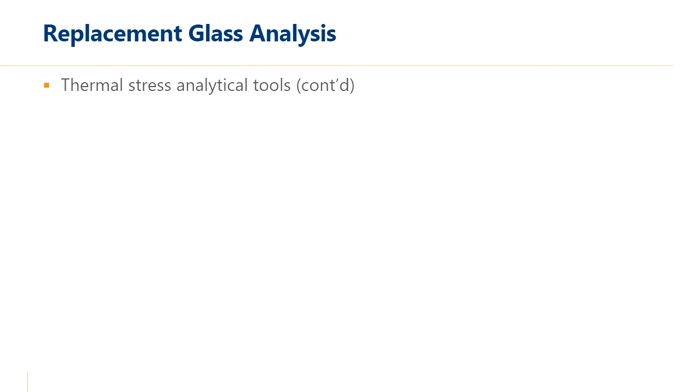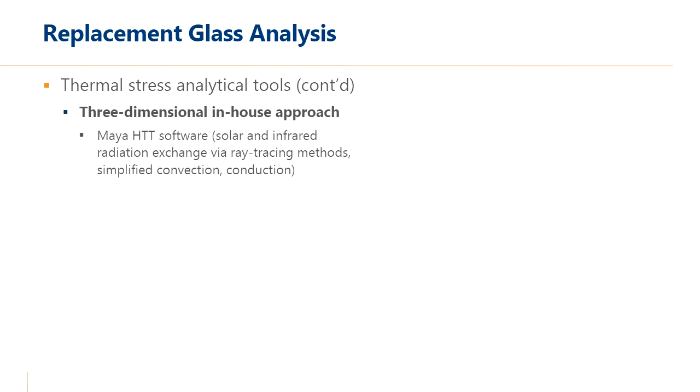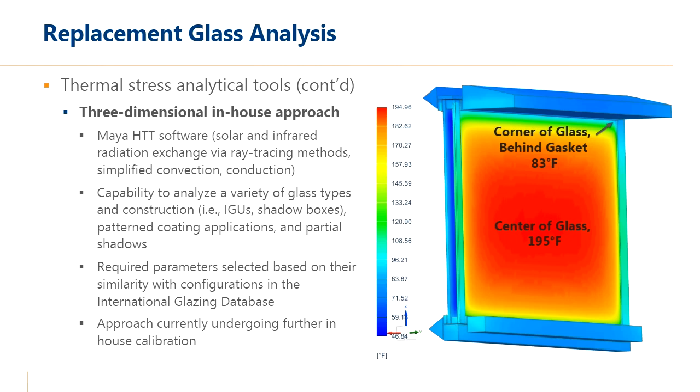So what if we have a more complicated configuration that we can't cover by either of those two methods? We developed a three-dimensional approach using the Maya HTT software, which has solar, infrared, convection, and conduction capabilities. And you can see on the model at the right, we can not only analyze replacement historic glass, but also analyze glass for new projects, glass that may utilize insulating glass units and shadow boxes and shadows created by sunshades shown there in the model to the right, as well as patterned ceramic coatings.